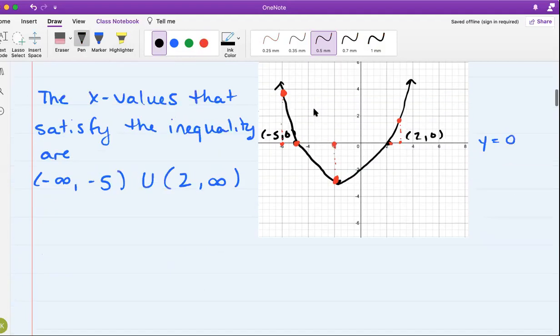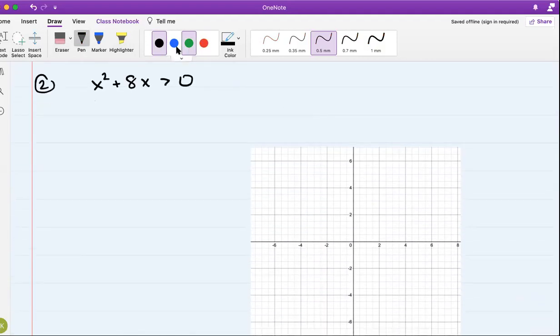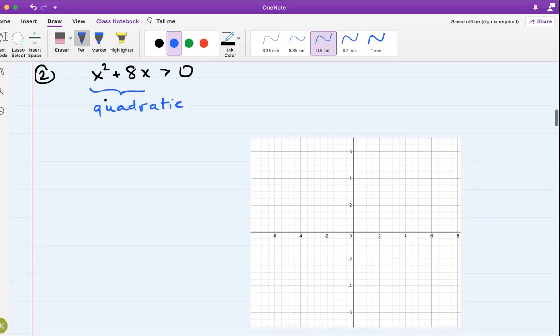Let's try another one. Here I have the quadratic, x squared plus 8x is greater than 0. Let's see what we can do with this one. Now I want to graph this. This is this part. Let's call this f of x.